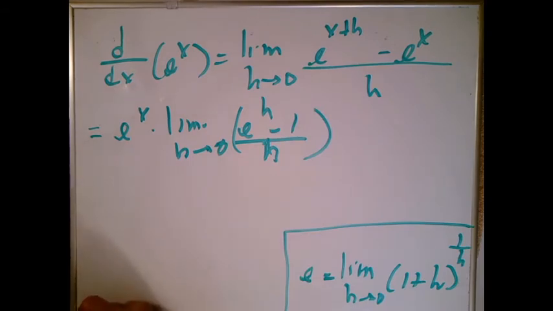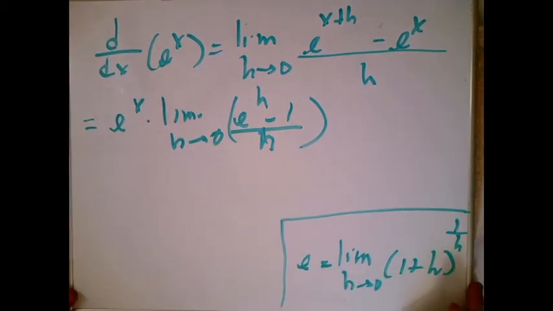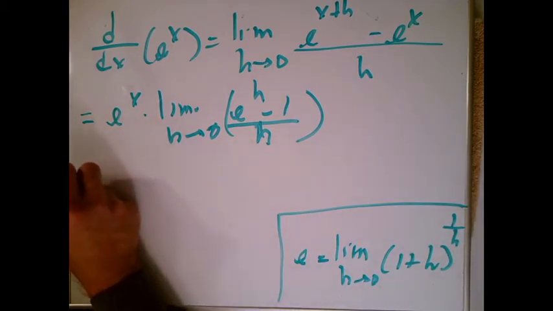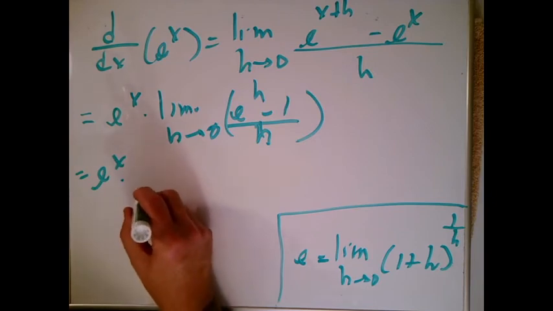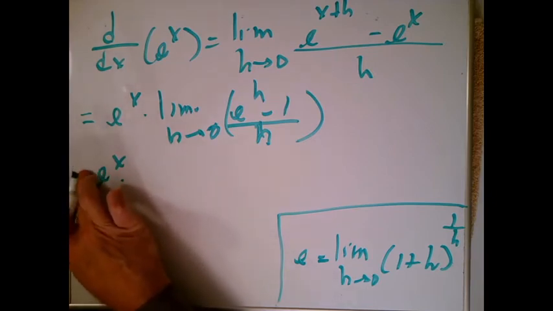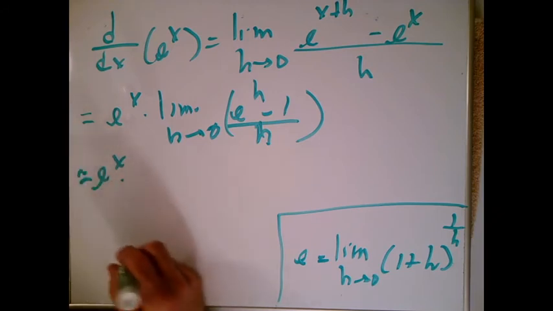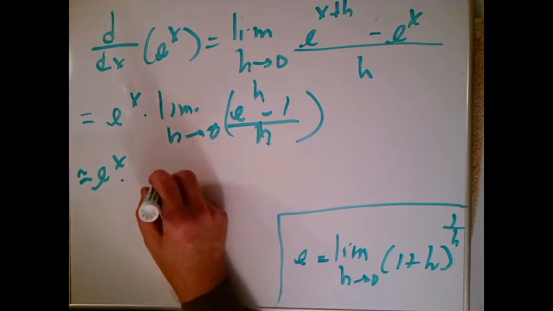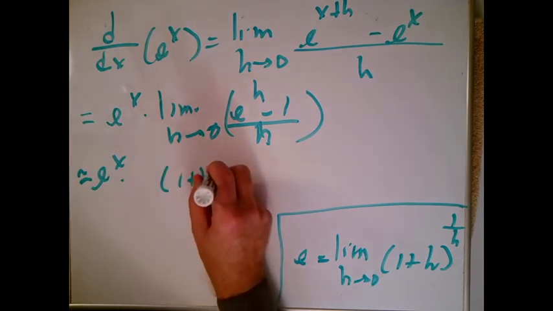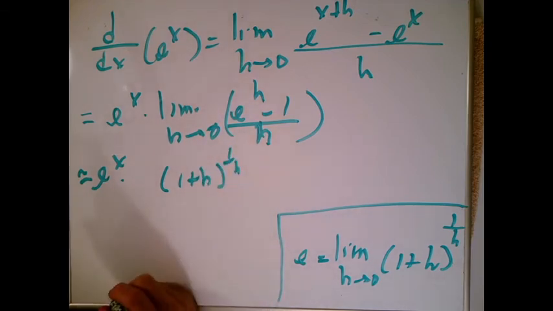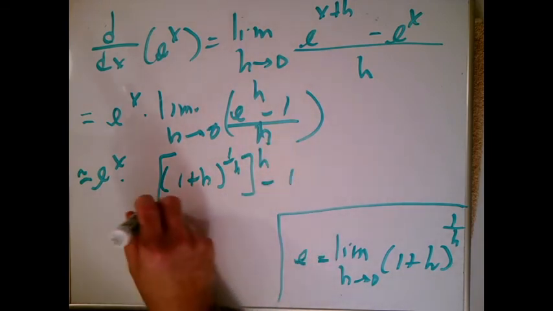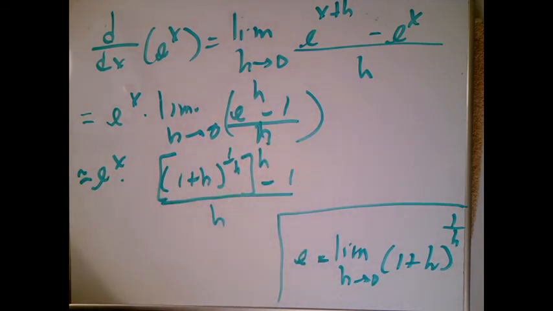But here's the thing, right? When h is really tiny, e is really close to (1 plus h) to the 1 over h. So why don't we do it this way? We're just going to say it is approximately equal to, and then we'll worry about the limit in the end. Instead of e, I'm going to put its estimate, (1 plus h) to the 1 over h. That's just the e part. I'm supposed to be raising that to the h, subtract 1, and divide all by h. And this estimate's very good as long as h is very small.